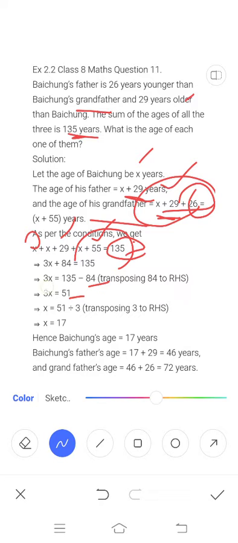And you can cancel directly. 3 1 times is 3, and 51 is 17 times in the third table. So you will be getting the value of x as 17. x is nothing but Baichung's age. So Baichung's age is 17.